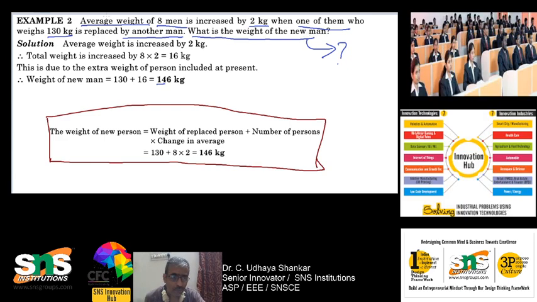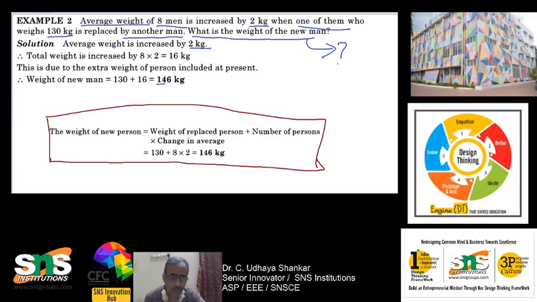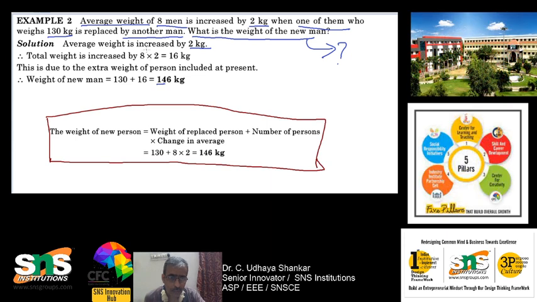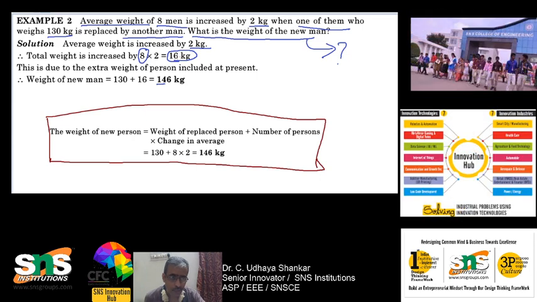Here you can see that the average weight is increased by 2 kilogram. So if the average weight is increased by 2 kilogram, what will be the increase in total weight? You know there are 8 members in total, so 8 into 2, which is nothing but 16 kilograms. This is easy to find. Now you have found this 16 kilogram.